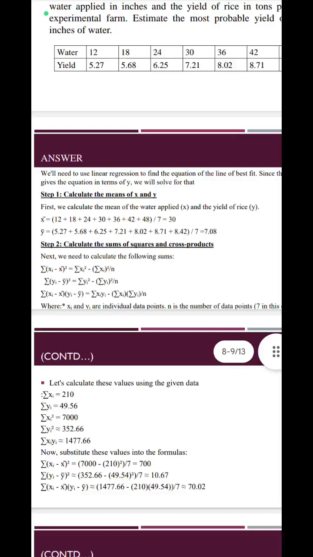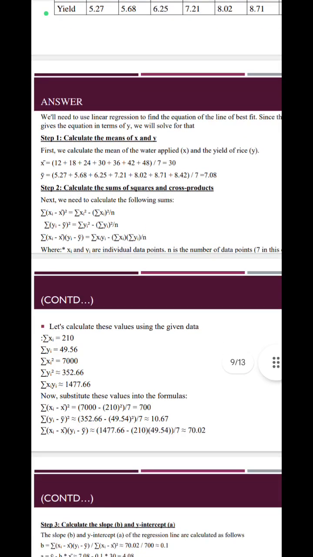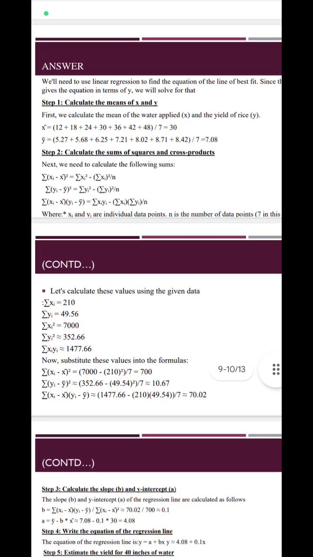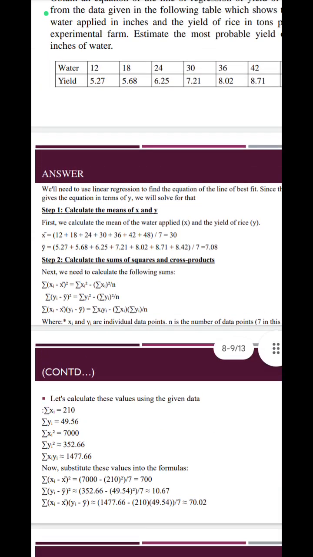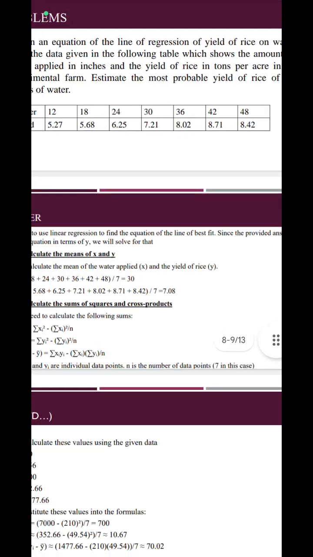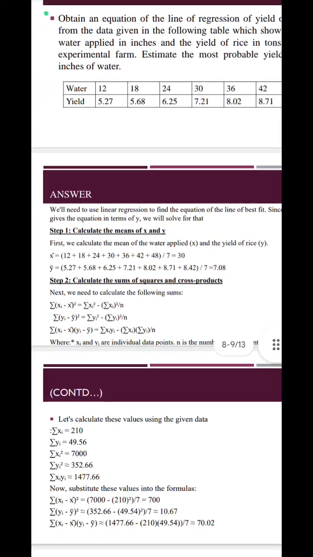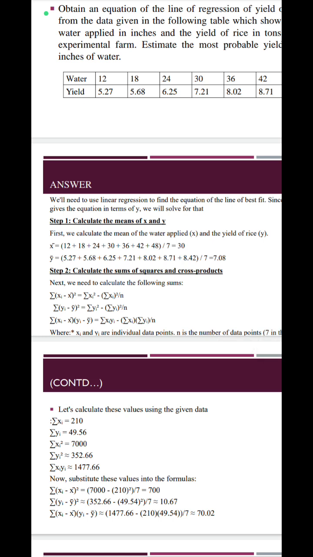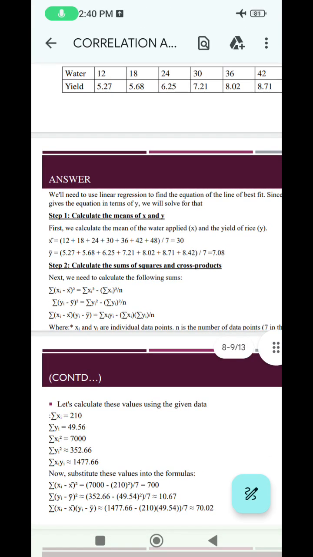Likewise, three equations are there. Now we have to solve these equations. For that, the summation of xi, that is x from 12 to 48, we will get the answer 210. And likewise in y, we are adding 5.27 to 8.42. Summing up all these values, we will get 49.56 as an answer.